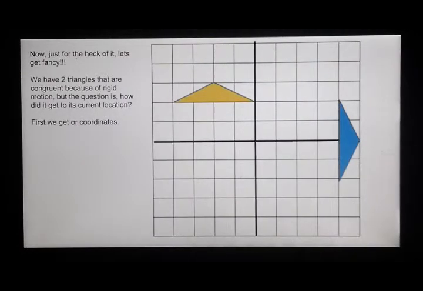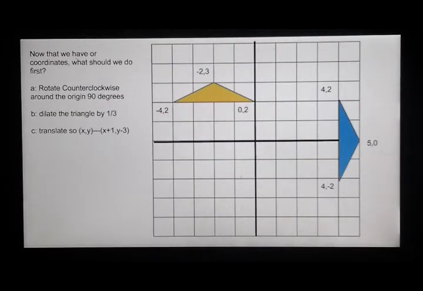Now just for the heck of it, let's get a little fancy. We have two triangles that are congruent because of rigid motion, but the question is, how did it get to its current location? First, we get our coordinates. As you can see, our coordinates are now on there, and now that we have our coordinates, what should we do first? A. Rotate counterclockwise around the origin 90 degrees. B. Dilate the triangle by 1/3. Or C. Translate so x, y becomes x plus 1, y minus 3.